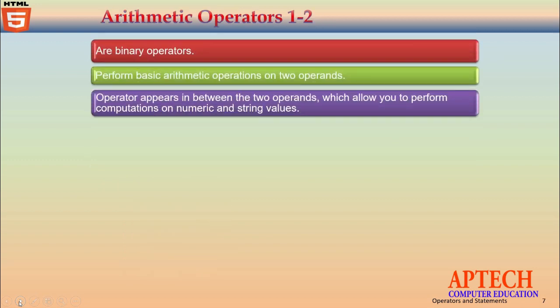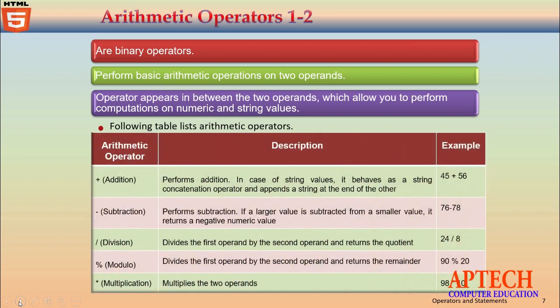Arithmetic operators. Arithmetic operators are binary operators, which means they take two operands. The operators are addition, subtraction, division, modulo and multiplication. These are the arithmetic operators, which are used for performing arithmetic calculations.